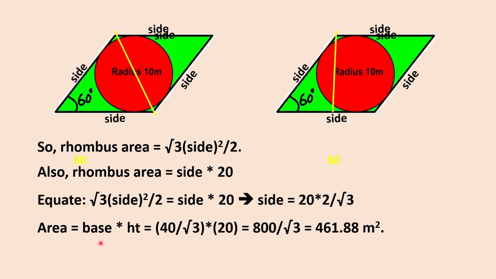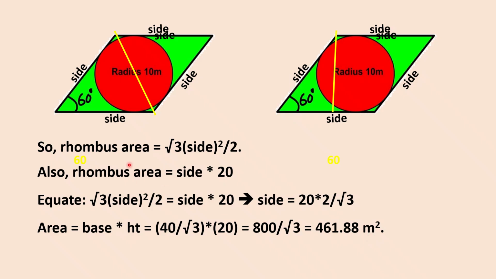So the area would be base into height, or side into altitude, or side into diameter. That would be 40 by root 3 into 20, that is 800 by root 3. Again rationalizing, 800 root 3 by 3, giving you the same answer, 461.88.